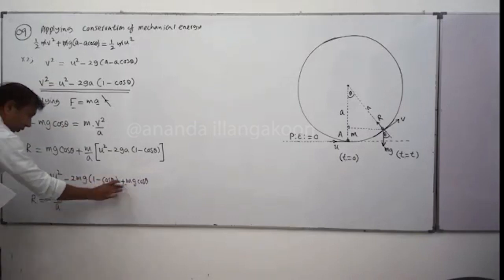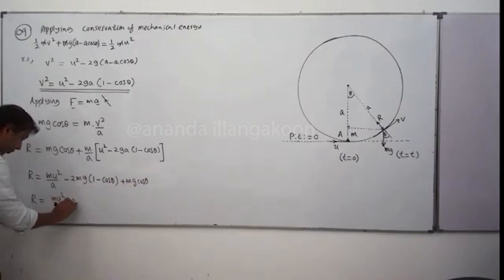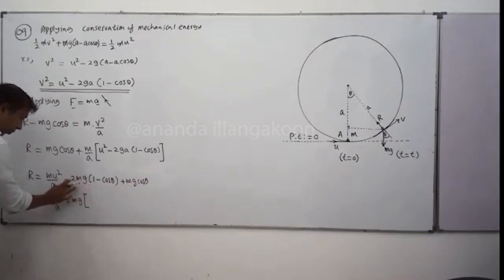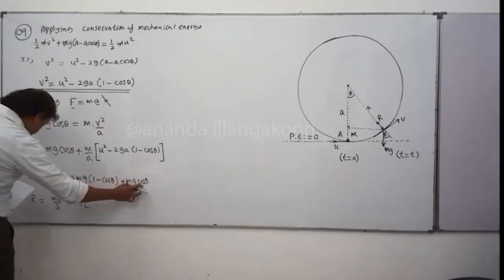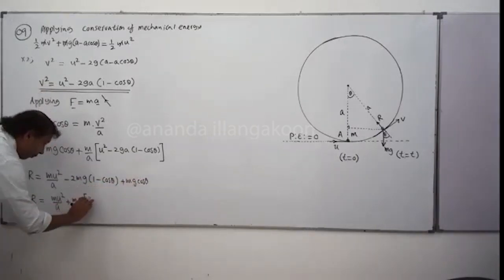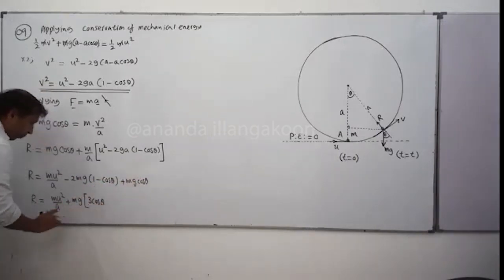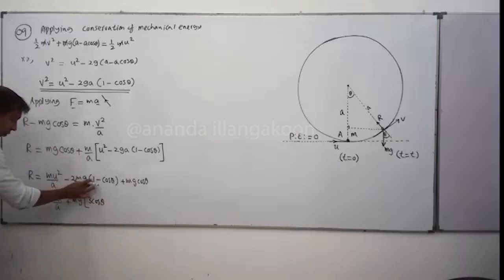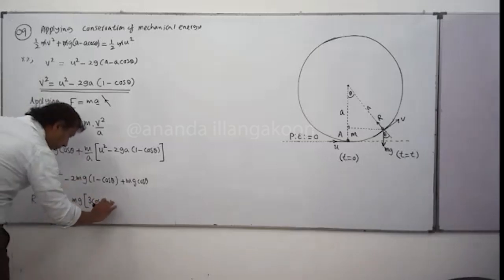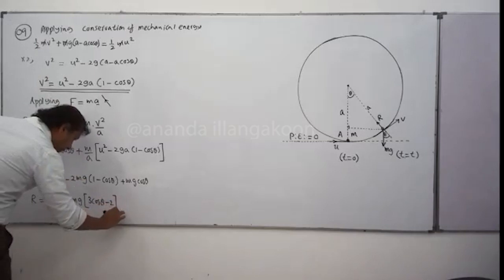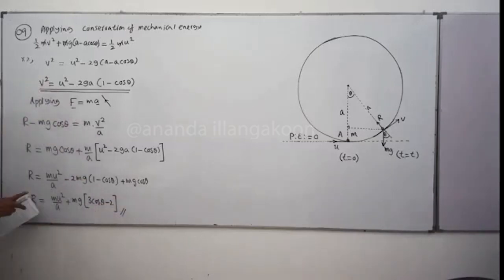Take this mg out. Here mg we take out, minus 2 and this minus cos theta is 2 cos theta. And here cos theta is 3 cos theta. When you take this mg out by minus 2, when you multiply this 1, we get minus 2. This is the answer.